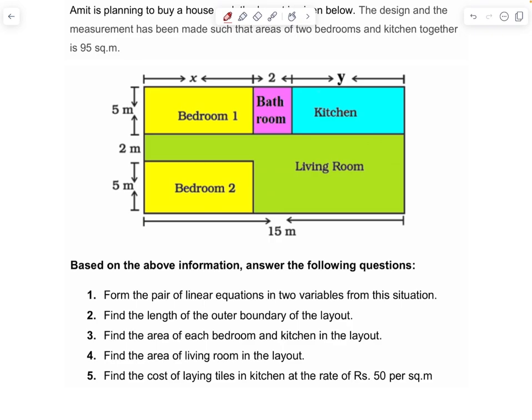Question 1. Form the pair of linear equations in two variables from this situation. From the diagram, we get the length of this rectangle as 15 meter. The side parallel to this 15 meter has been given in three parts, x, 2 and y. So from this, we get x plus y plus 2 is equal to 15, x plus y is equal to 13. This is equation 1.